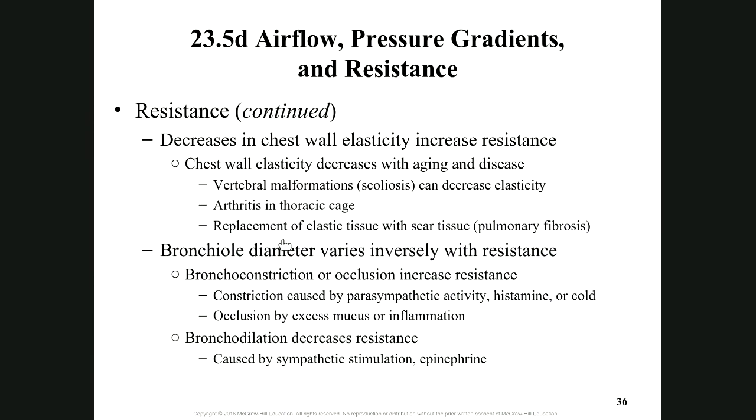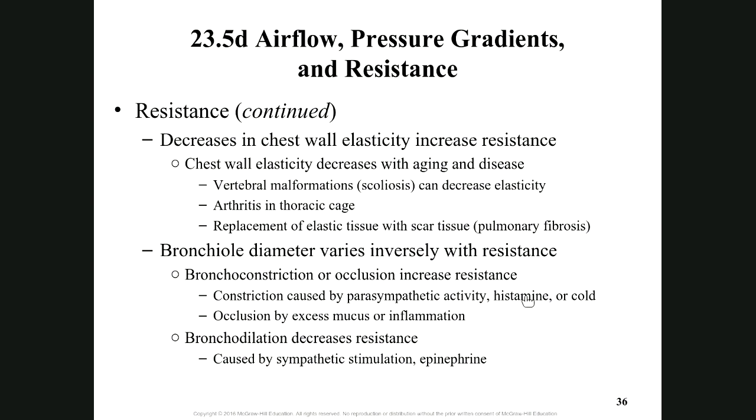And the bronchiole diameter can change the airflow with changes in the resistance, and they are related together inversely. When we have bronchoconstriction or occlusion, which means blockage, the resistance increases, and it happens by parasympathetic activity, when we have release of histamine from our mast cells or basophils, and when we have cold. At the time of inflammation, we have bronchoconstriction, and also in asthma we have bronchoconstriction too.